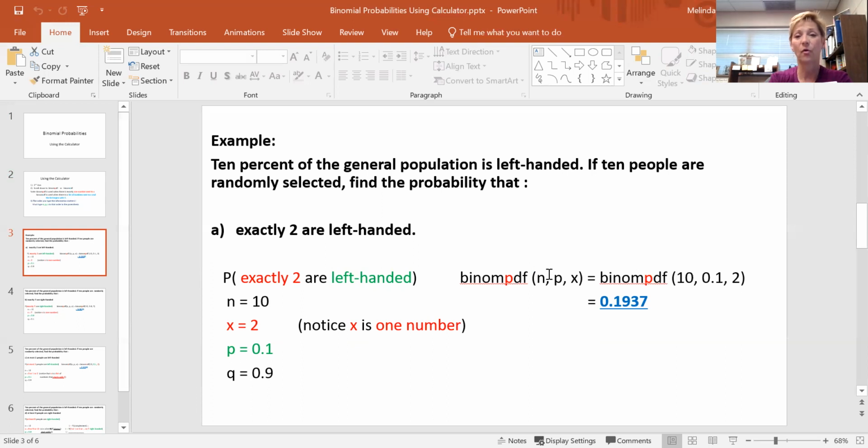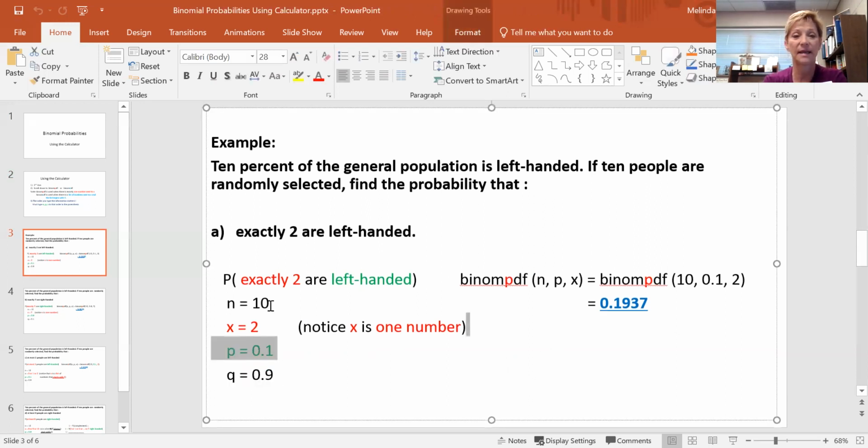You've got to type it in the order N, P, and X, not N, X, and P. I mean, I didn't program it. I would have programmed it differently, but we've got to go with what the machine is expecting. So I look over here and my N is 10. So that's why there's a 10. I got to put a comma. Remember that comma is above your 7 on your calculator.